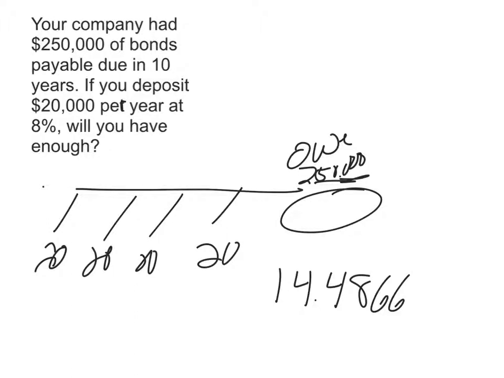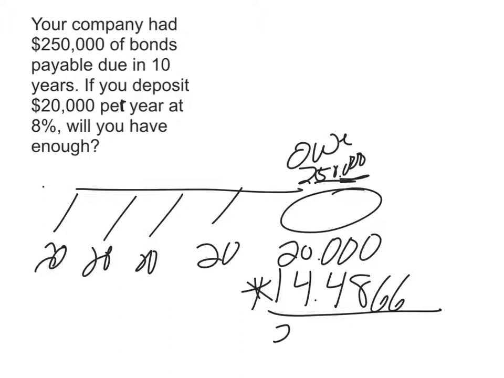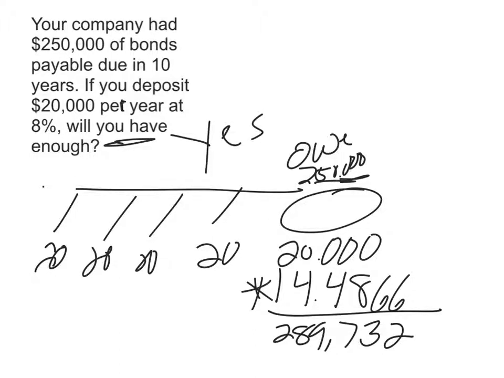And if we multiply that by the 20,000 that we're going to make as annual annuity deposits, because we're going to take that formula of an annuity times the factor, you're going to find that at the end you're going to end up with $289,732. Please don't stop there. Go back. What's the question? Will you have enough? Yes, you will have more than enough.